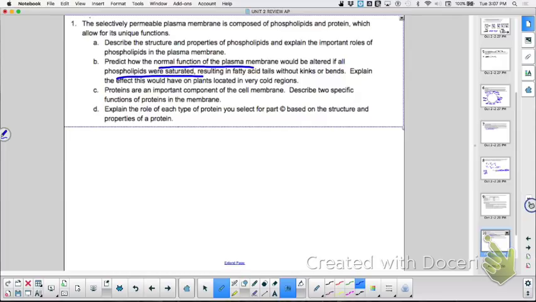Okay. Then C says proteins are an important component of a cell membrane.